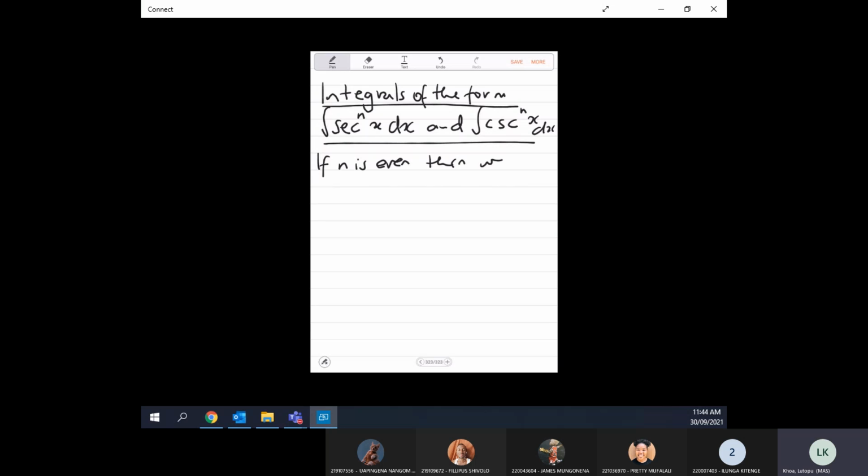then we use the identities that tan squared x is equal to sec squared x minus 1, and also that cot squared x is equal to cosec squared x minus 1. Then if n is odd, we will still have to break it down a little bit, but eventually we will have to apply integration by parts.